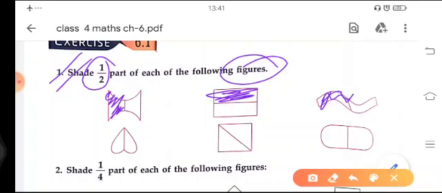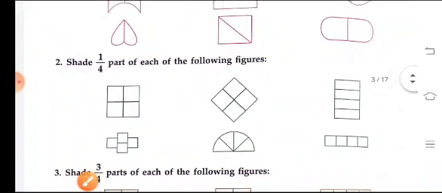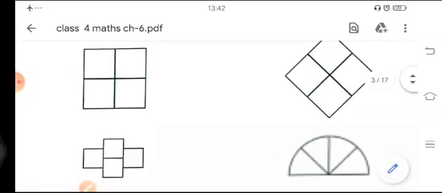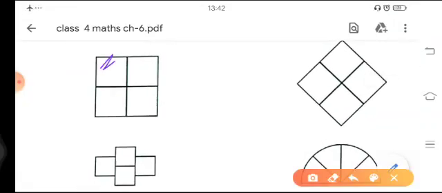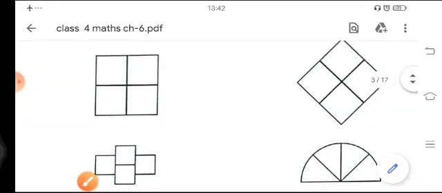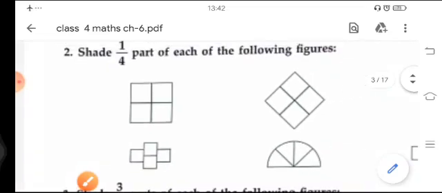Okay, so that is a very simple question. In question number 2 you have to shade 1/4 part. So there are 4 parts and you have to color only 1 part. So you can shade like this, any part you can shade, right? So that is the shading of 1/4 part.